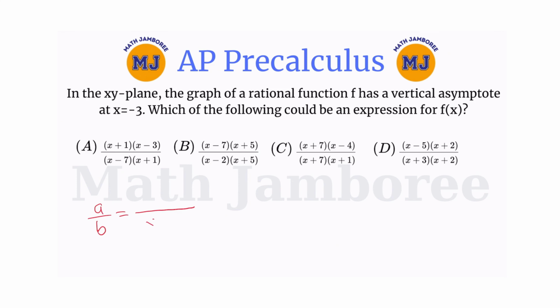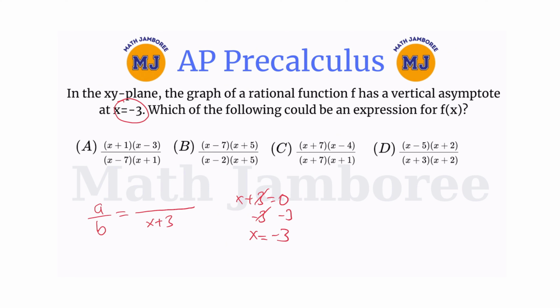So what that would be, x plus 3, when I make it equal to 0, take away 3 from both sides, I get -3. So this is what they were mentioning in the question. That's why, when solving this question, we're going to look at the choices, and we will look for the denominator with x plus 3 in it.